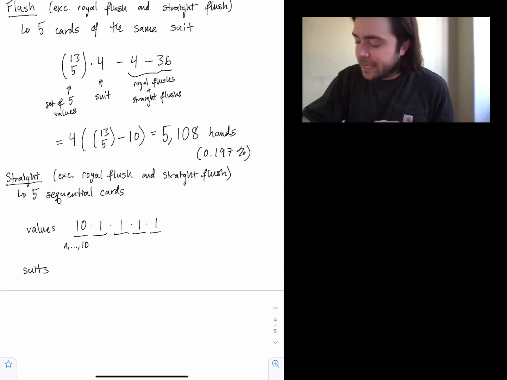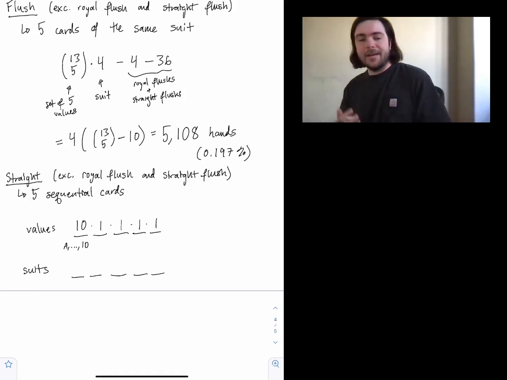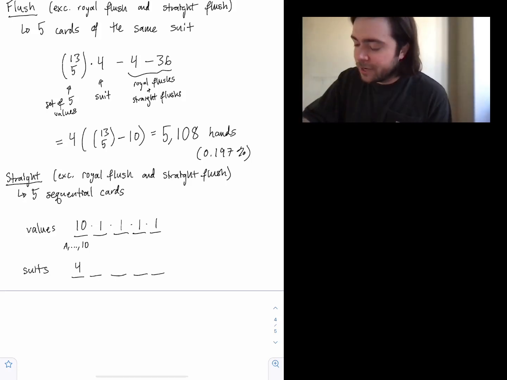Okay, so that's how many values I have. And what about the suits for those cards? Well, do I really care about their suit? No, I don't care about their suit at all. There are 4 options for the suit for the first card, 4 for the second, 4 for the third, 4 for the fourth, and 4 for the fifth.